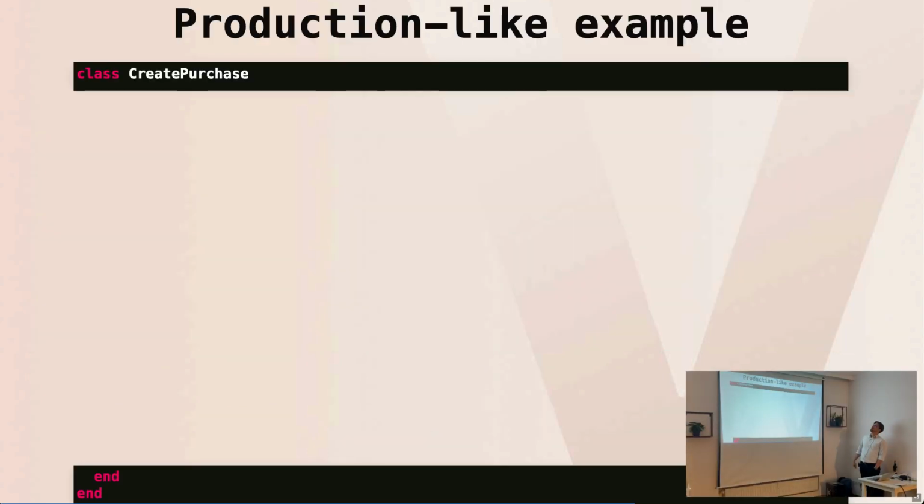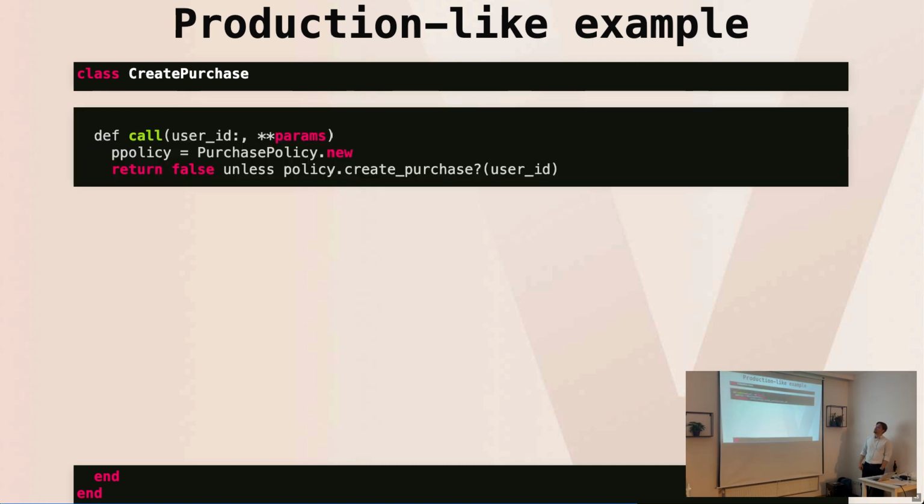So let's look at a more production-like example. In general, it is almost the same as what we have, but with more code and more dependencies. What do we have? We have some class create purchase. It's a service, of course. It is probably called in a controller. It has a dependency on purchase policy. And now I will describe to you again the hard-coded version, and then we will apply changes that we already know how to do.